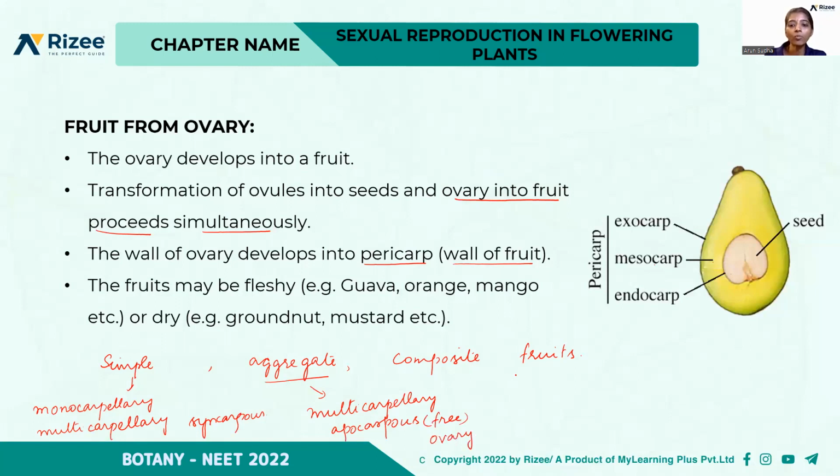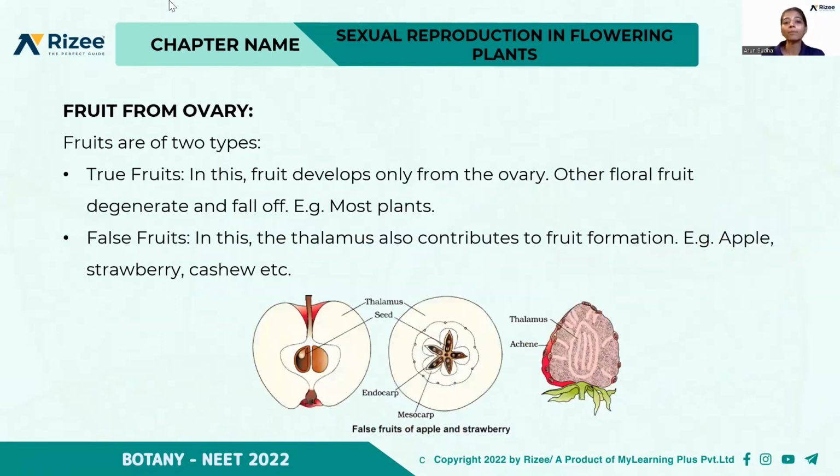In the case of composite fruits, they develop from a complete inflorescence. The fruits may be either fleshy or dry, right? So these are the three important types of fruits: simple fruits, aggregate fruits, and composite fruits. And there are also two different types of fruits based on the formation, for example, true fruits and false fruits.